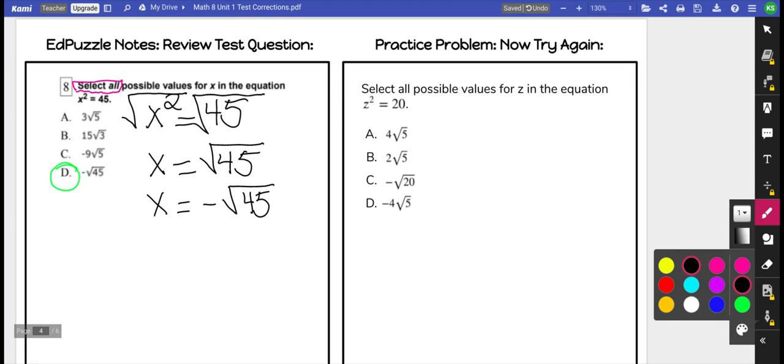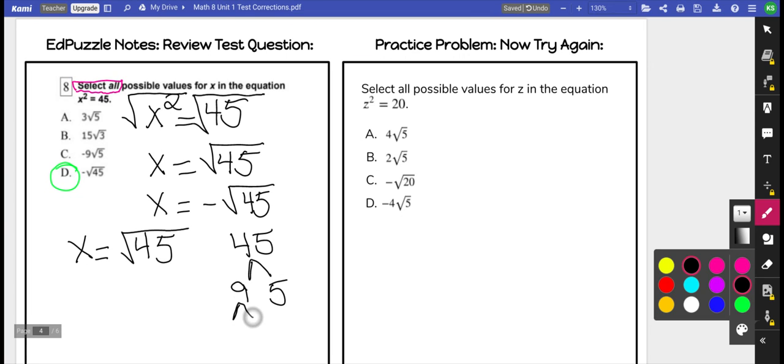So again, we have x equals the square root of 45. Remember, we want to factor this. So let me do a factor tree. 2 factors of 45 are 9 times 5. I can't factor 5 anymore, so that is done. I can factor 9. That is 3 times 3. So now I have my factors. So I'm going to circle them. 3, 3, and 5. Okay, that is as far as I can factor it.